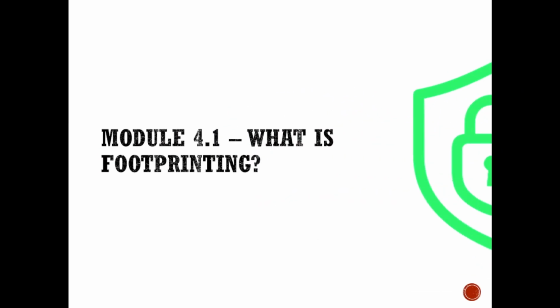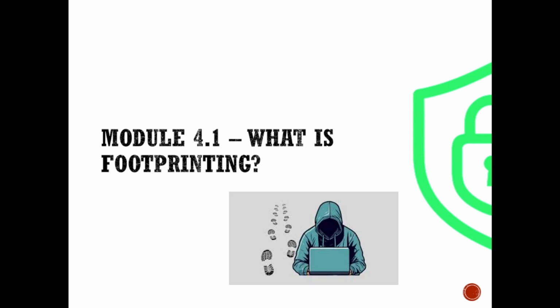Before any hacker breaks into a system, legally or maliciously, the first step is the same. Gather information. Quietly, strategically, thoroughly. That's called footprinting. Footprinting is the blueprint building phase of ethical hacking. It's where you gather as much data as possible about your target, without directly interacting with their system.